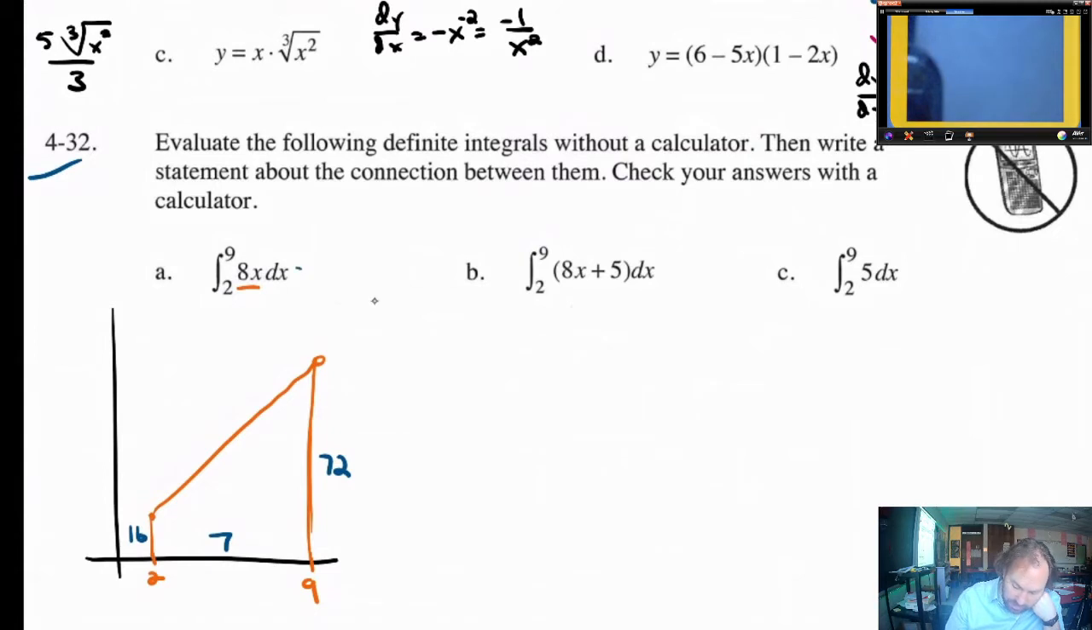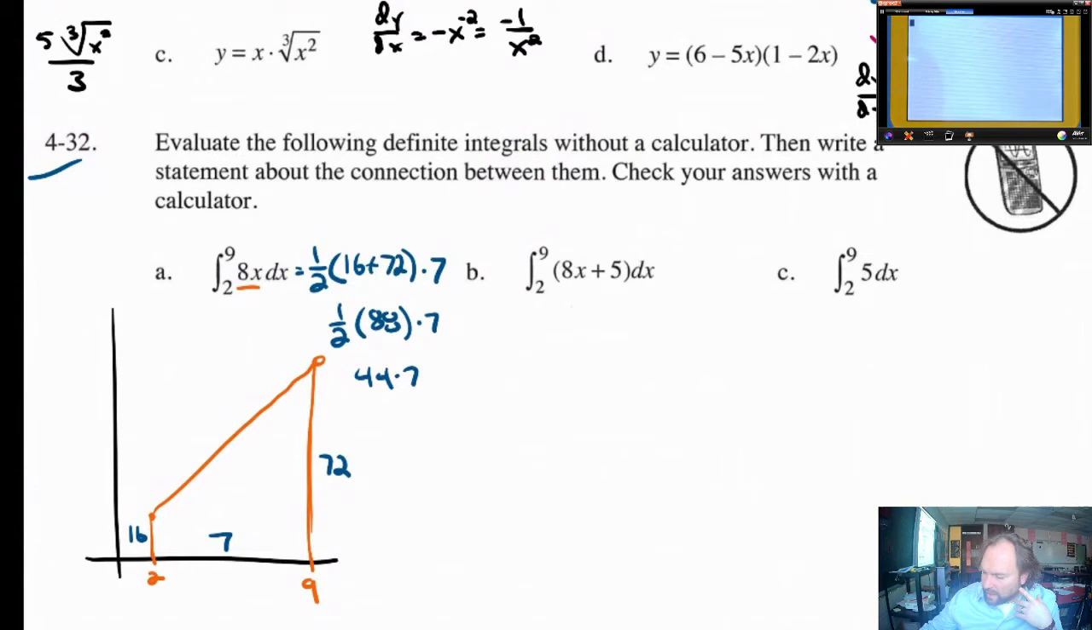So this would be 1 half times the two bases added together times the height. 16 plus 72 times 7. Let's see, without a calculator, 16 plus 72 would be 88, times 7. I think I got that right. This becomes 44 times 7. I'm going to break and use the calculator for that because I think that's a little excessive. But 44 times 7 is 308. I think that's an acceptable answer for this first question.